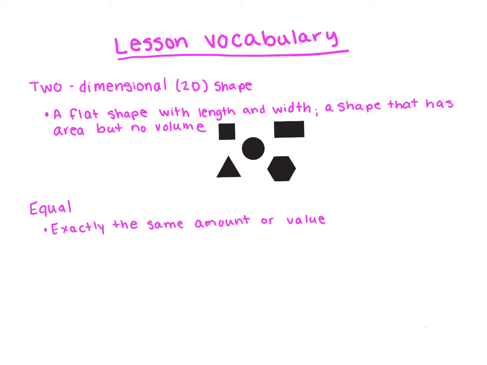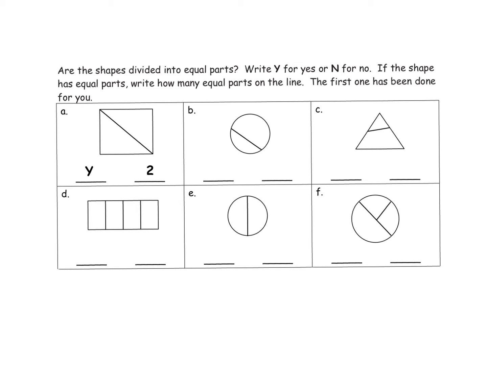Our next word is equal, which means exactly the same amount or value. We can see how these two glasses are equal in the amount of liquid they hold, and there's 5 dots over here and 5 dots here, so they're equal. Now let's look at some problems.